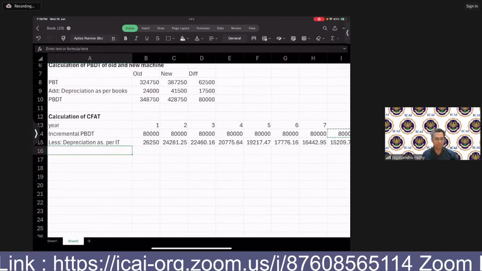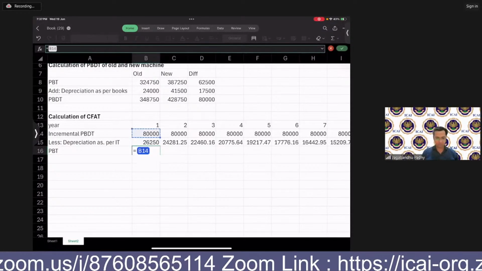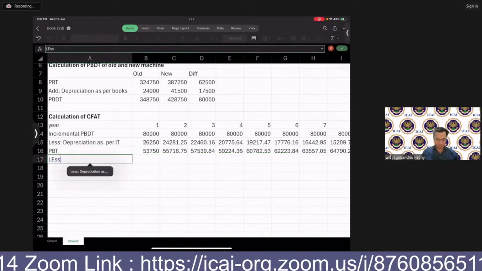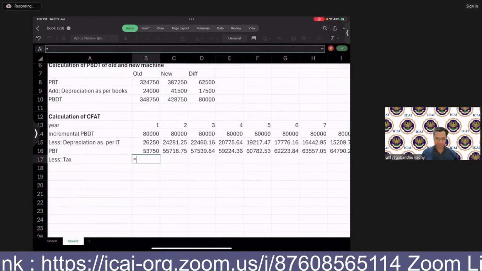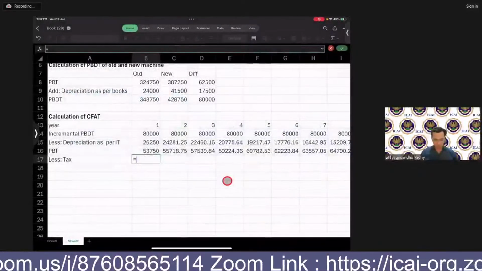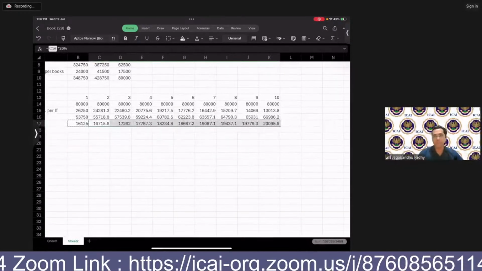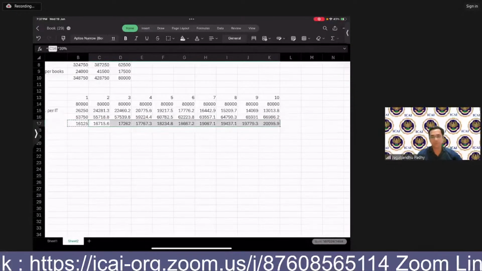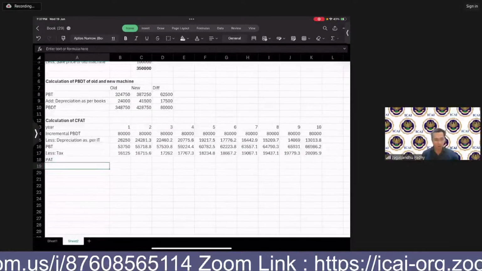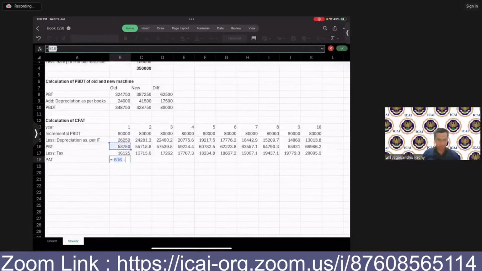Once you have got the profit before depreciation and tax, now it's time to get the profit before tax. Profit before tax is 80,000 minus the depreciation figure. From this, we're going to reduce the tax. The tax rate is given in the question as 30%. So on PBT, you take 30%, and that's the 30% tax which you apply throughout. After that 30% tax has been deducted, we arrive at profit after tax, which will be PBT minus the tax figure.